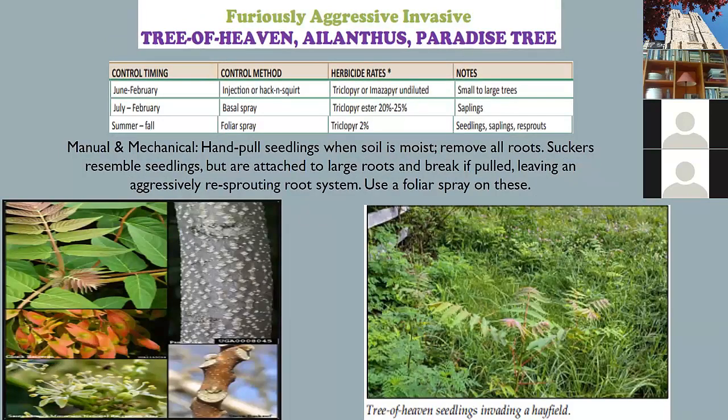Tree of Heaven, Ailanthus, Paradise Tree. You can hand pull seedlings when the soil is moist, removing all the roots. Suckers resemble seedlings, but are attached to large roots and break if pulled, leaving an aggressively resprouting root system. You can use a foliar spray on the Tree of Heaven.